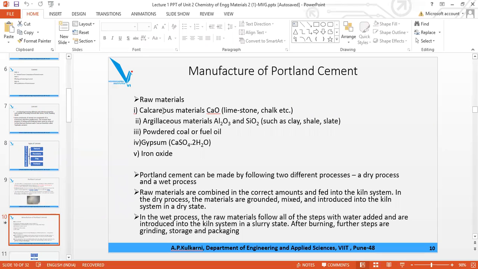Learn with me: calcareous material CaO, limestone or chalk; argillaceous material Al2O3, SiO2, etc., for example clay, shale or slate. Then powdered coal or fuel oil for burning, gypsum as a retarder for setting, and iron oxide for giving color and strength to the cement. So learn this. After it is done, we'll see the manufacturing method. No one is going to ask the manufacturing method, but for your information I am explaining it. Have you learned it? These raw materials are important for MCQs.